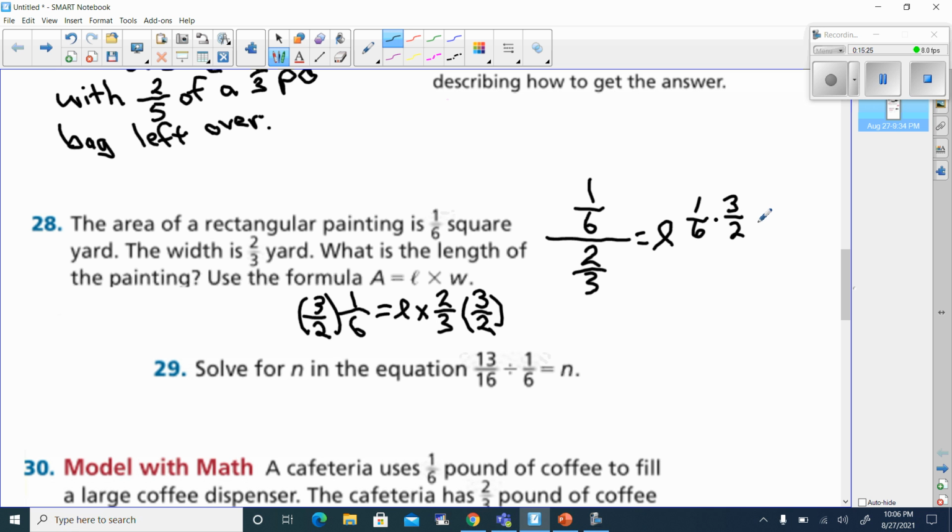All right, and this is going to be pretty easy. 1 times 3 is 3, and 6 times 2 is 12. Or I could remember that 3 and 6 are both divisible by 3, so 3 divided by 3 is 1, and 6 divided by 3 is 2. So 1 times 1 is 1, and 2 times 2 is 4. All right, and now we know that the length has to be 1/4 of a yard. So what is the length of the painting? 1/4 yard.